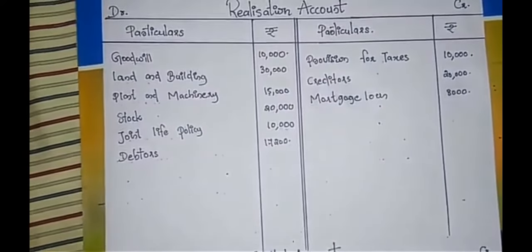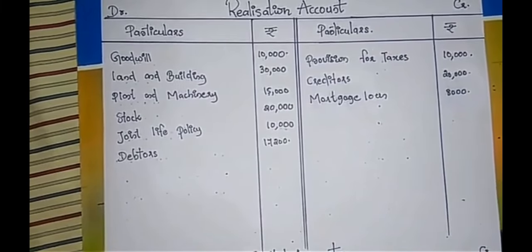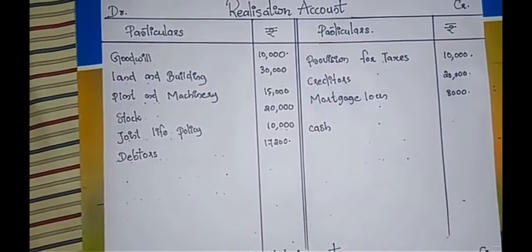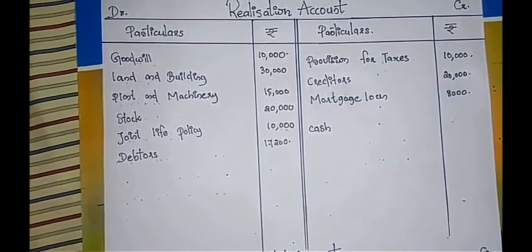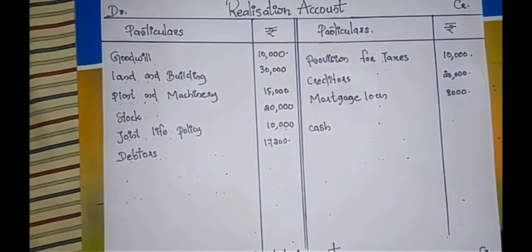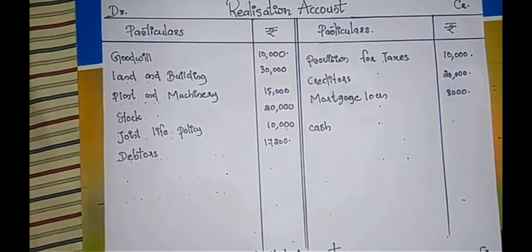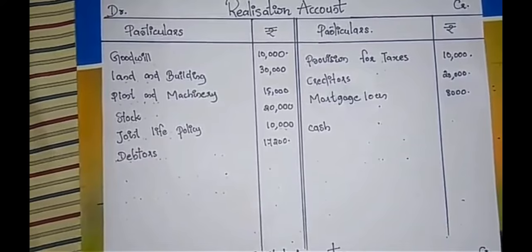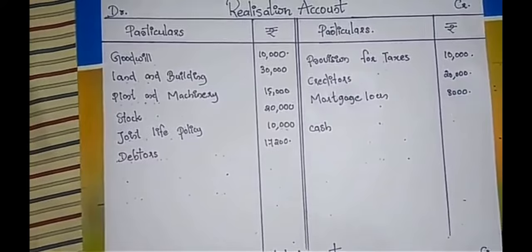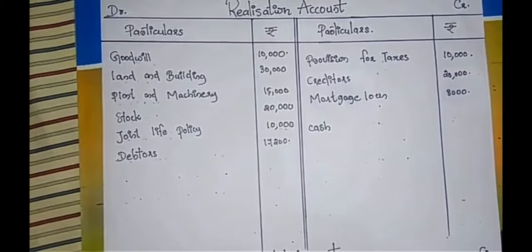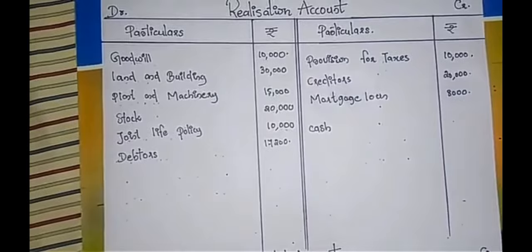So now I am going to realize the assets and pay off the liabilities. First I am going to realize the assets. So in the credit side of the realization account, cash. In the adjustment it is saying that land and building and plant and machinery realized 20% more than their book value. The land and building is rupees 30,000 and plant and machinery rupees 15,000. We need to calculate the 20% more of these. So we will get land and building rupees 36,000 and plant and machinery rupees 18,000. So 36,000 plus 18,000.